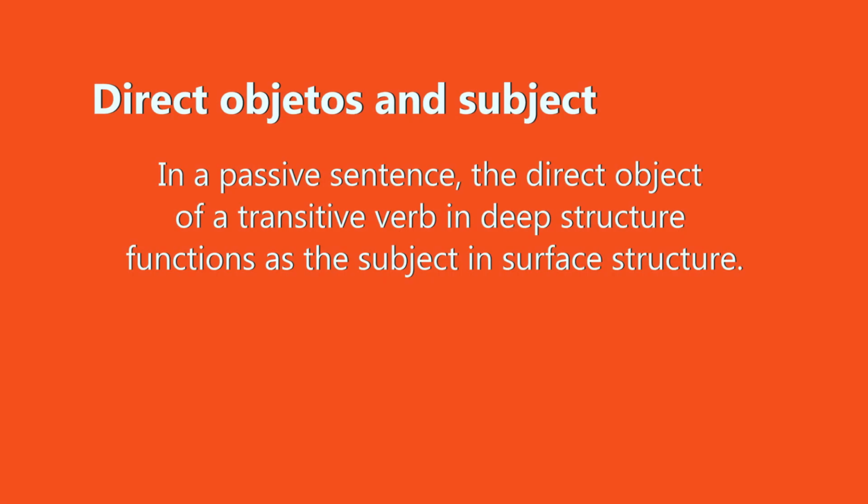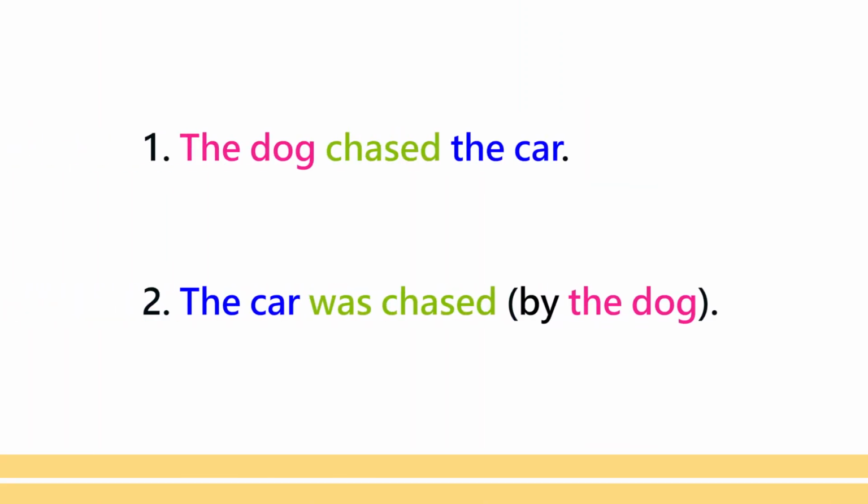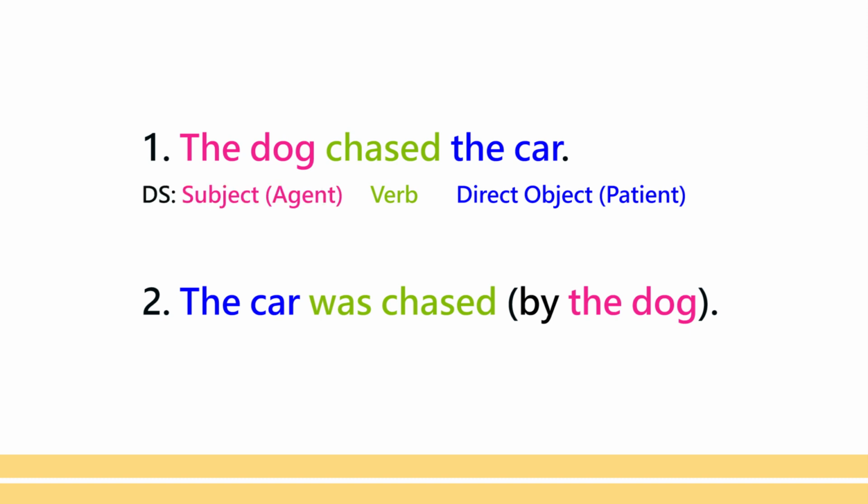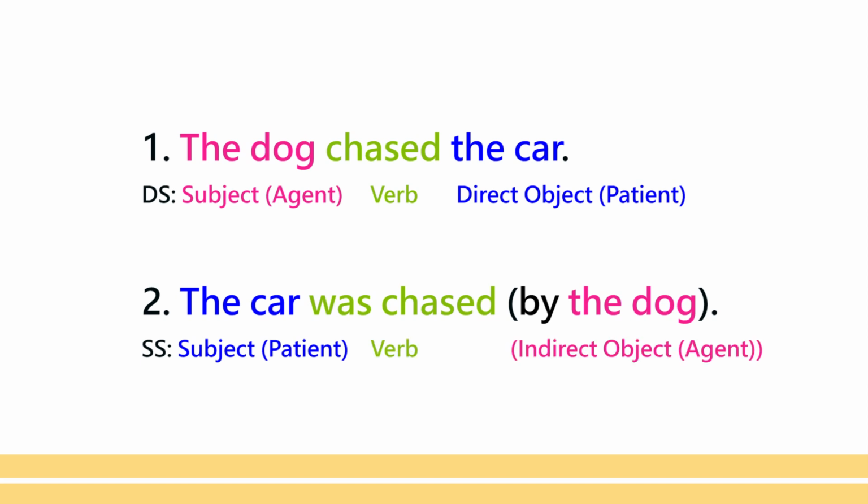In a passive sentence, the direct object of a transitive verb in deep structure functions as the subject in surface structure. The dog chased the car. The car was chased by the dog. How does this definition apply here? In a passive sentence, which is this one, the direct object of a transitive verb, which is the car, and the transitive verb is chased, in deep structure, functions as the subject in surface structure. This is surface structure, the subject is the car.